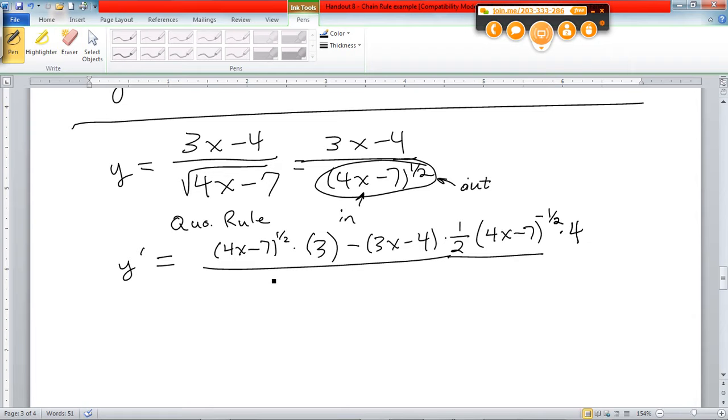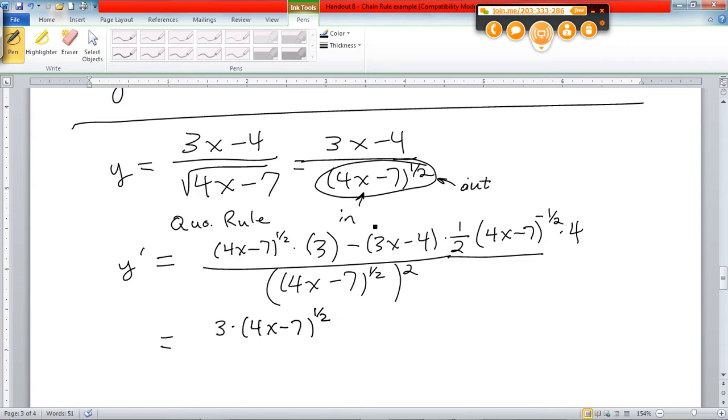And then I have on the bottom low squared. So 4x minus 7 to the 1/2 squared. That's a lovely mess, isn't it? All right, well, clean it up a bit. I don't think there's much I can do here with the 4x minus 7. Let's just say, well, let's do this. How are we going to do this? 3 times 4x minus 7 to the 1/2.